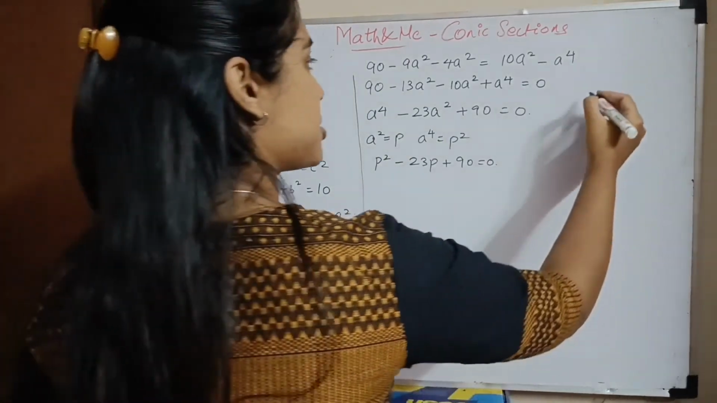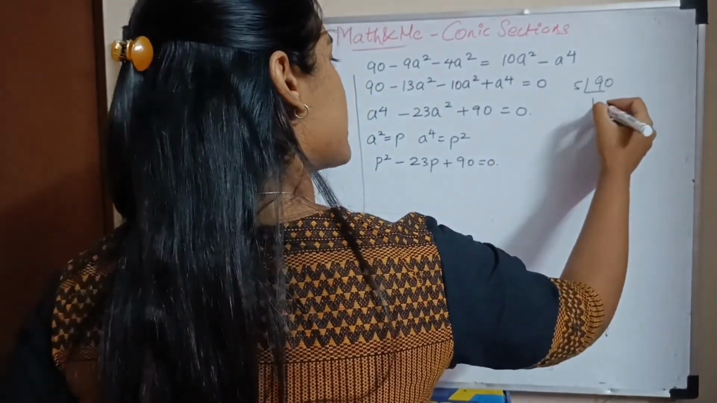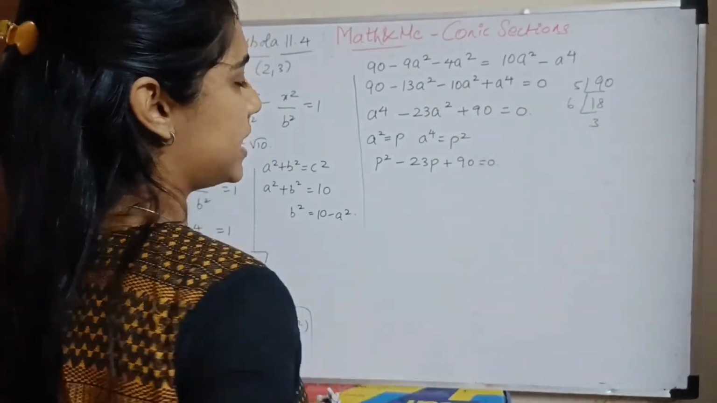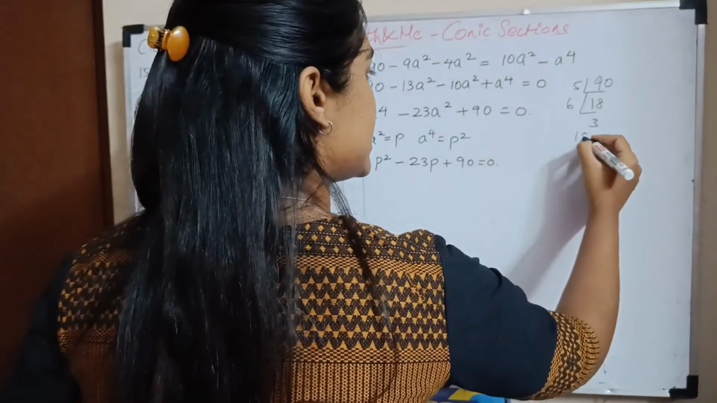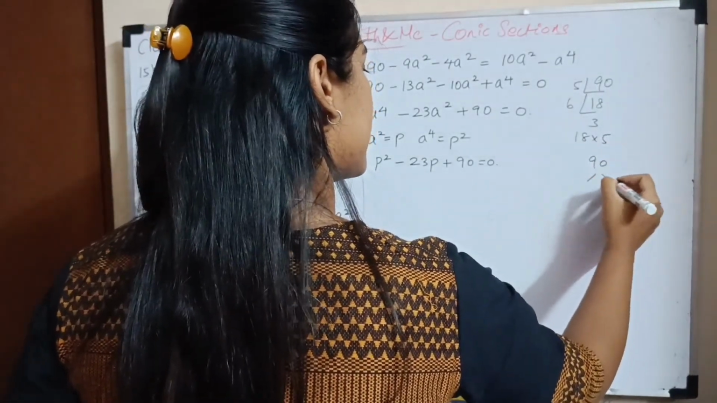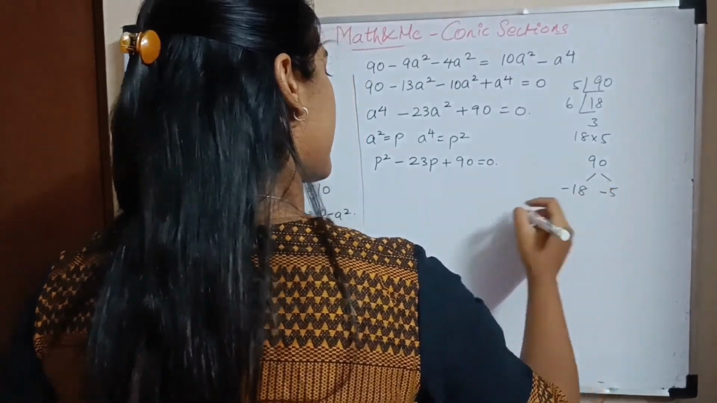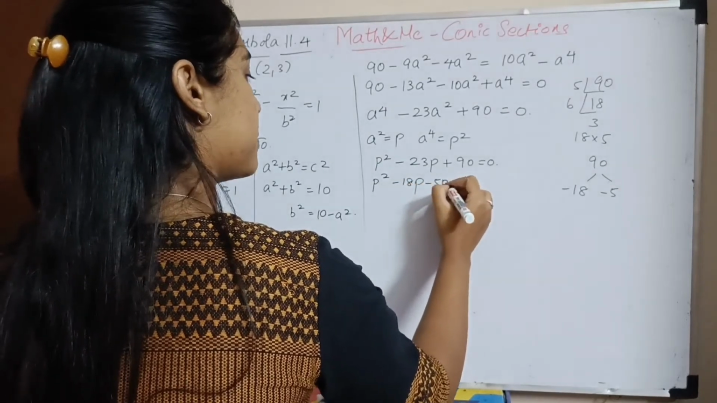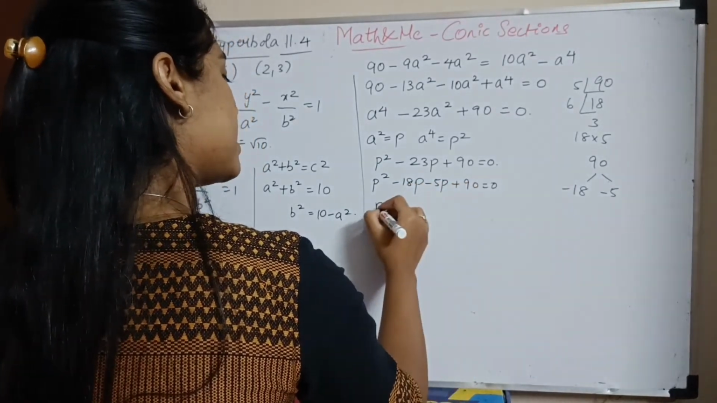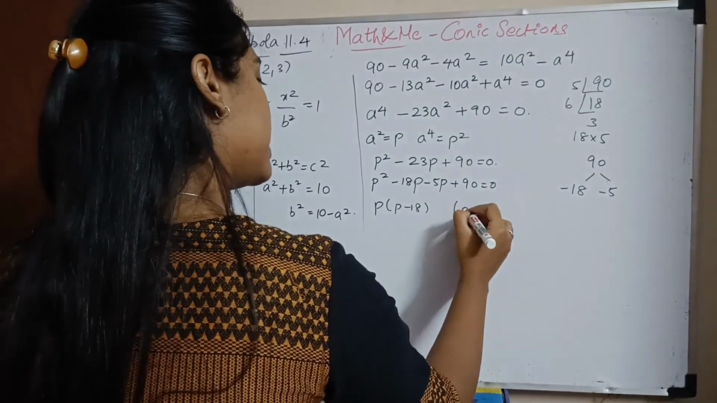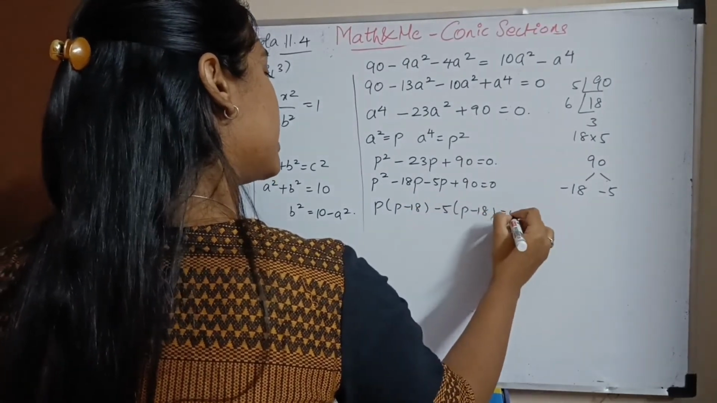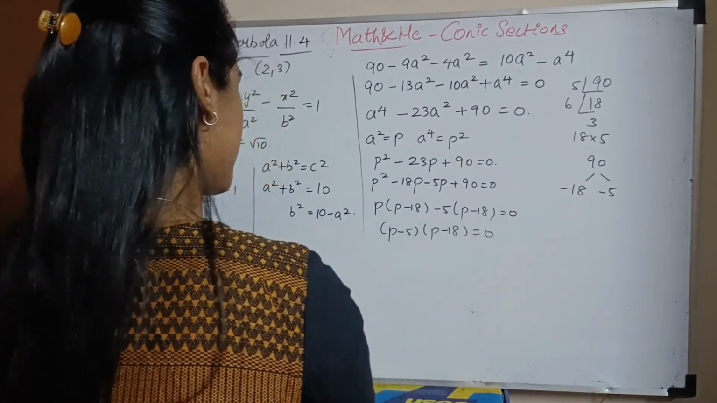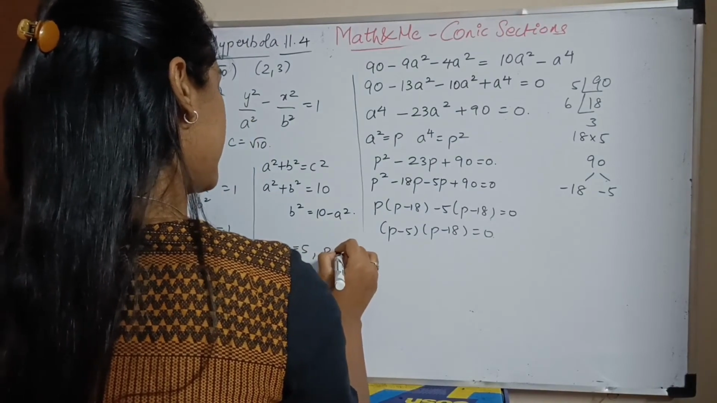So for the prime factorization of 90, 5 ones are 5, 5 nines are 45, so I'm left with 18 times 5. So 90 can be written as 18 times 5, both negative, in order to get minus 23. So I have p² − 18p − 5p + 90 = 0. p(p − 18) − 5(p − 18) = 0. So (p − 5)(p − 18) = 0. So what are the values of p? p = 5, p = 18.